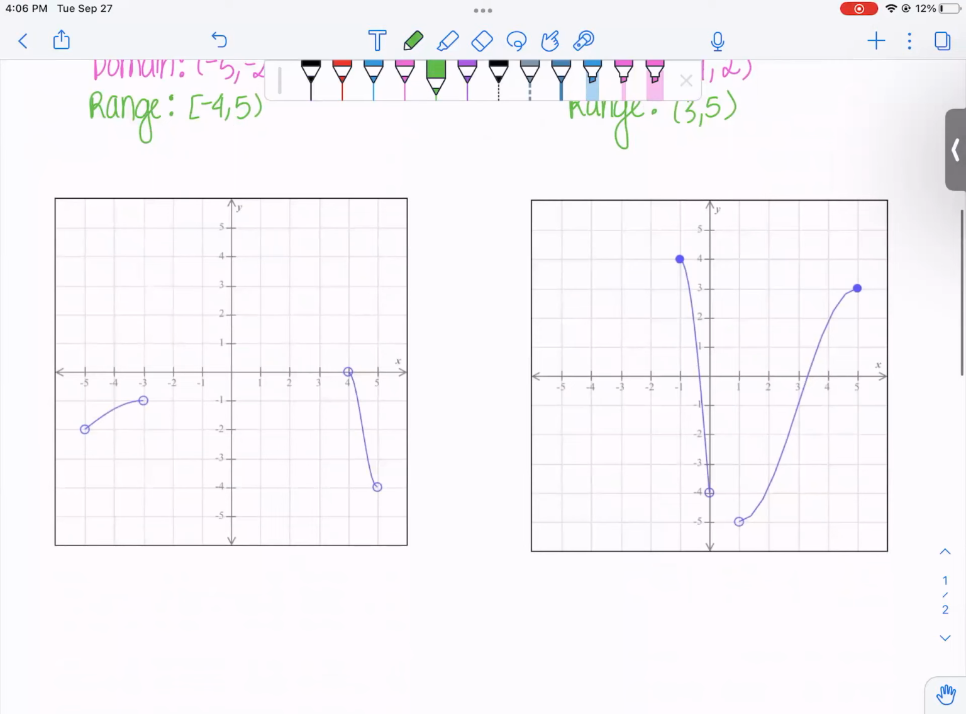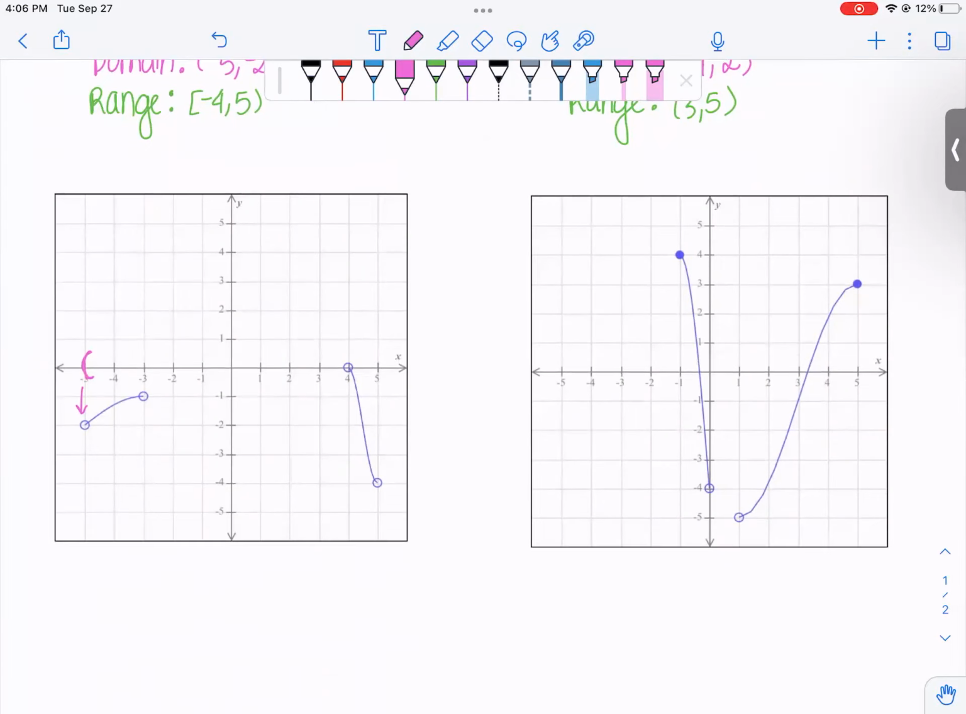Two more examples here. Domain starts at -5. Open circle was why I have a parenthesis. Goes until -3. Then there's a huge break in the domain. It starts again at 4 with a parenthesis because it's an open circle, and it goes until 5. The domain on this one is -5 to -3, union 4 to 5.